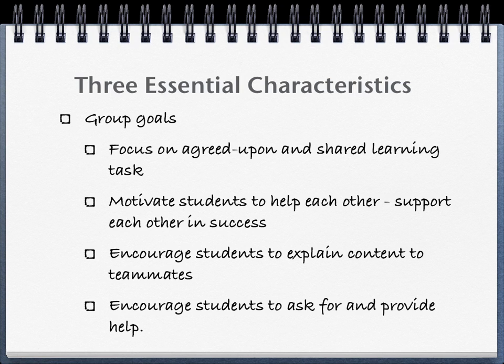So for example, a group goal that you may have in your classroom is for students to learn how to perform multi-digit multiplication. So then, for the group goals, the students are motivated to teach each other how to efficiently and successfully be able to multiply using multi-digits. And so the students are explaining content to their teammates and really collaborating together.